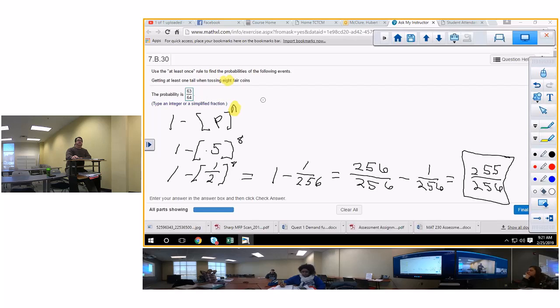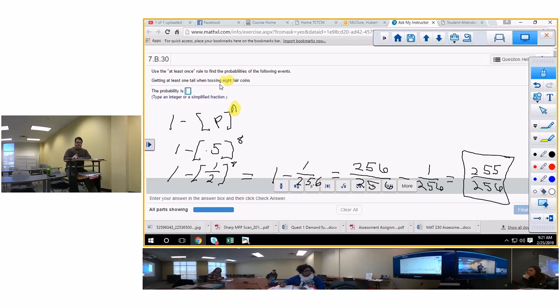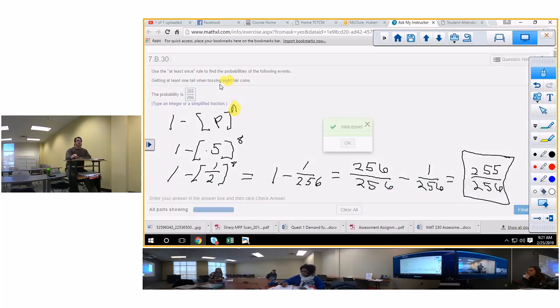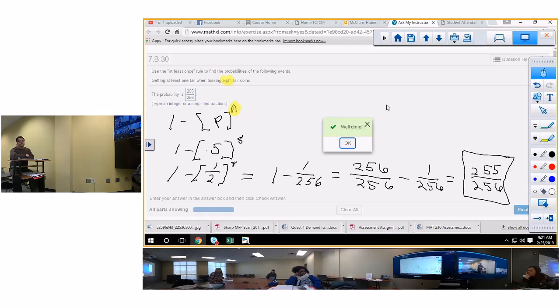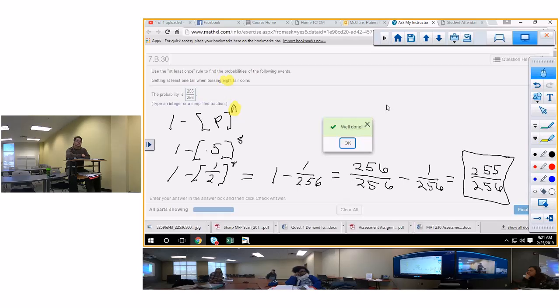I say 255, but I don't know if 255 over 256 is reducible because 255 is odd, so it's going to be, let's see, 255 over 256. It's probably reducible. No, that's right. I thought that was the right answer that was up there. That's why I told you to put it in. Since it was different, I figured one of them was wrong, one of them was right. So that's the right answer.